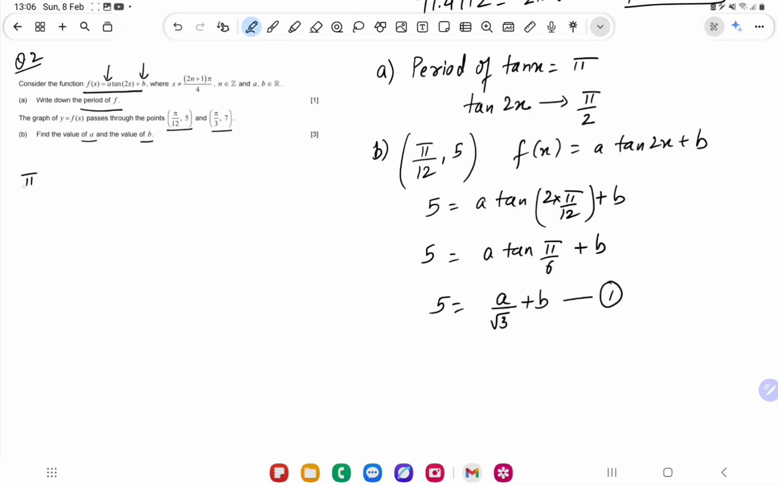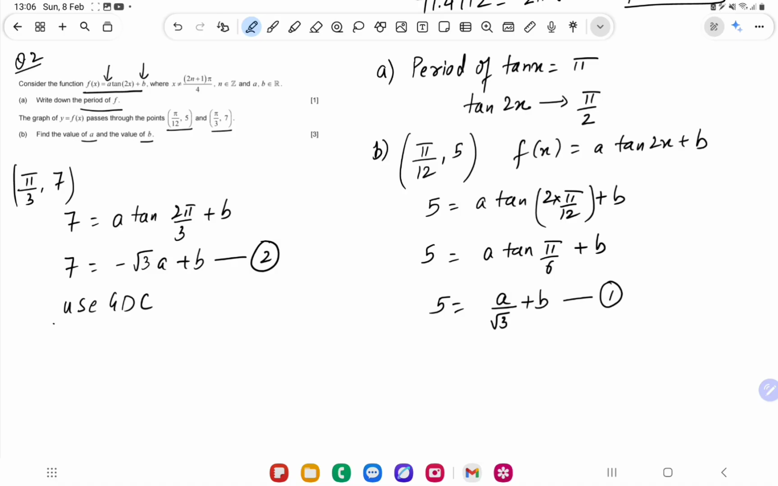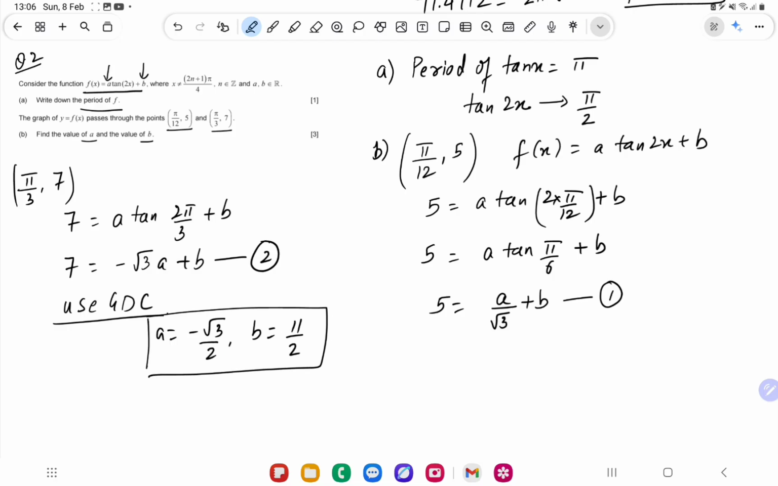Now I will use the next point, which is pi by 3 comma 7, and do the same thing here also. So I can write 7 equals a tan 2 pi by 3 plus b, and tan 2 pi by 3 is nothing but minus root 3. This is how I get 2 equations. Now if I put these 2 equations in the GDC, I will get a as minus root 3 by 2 and b as 11 by 2. So this is how I get the values of a and b.